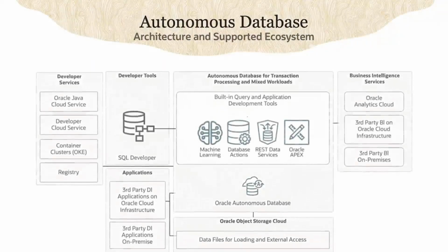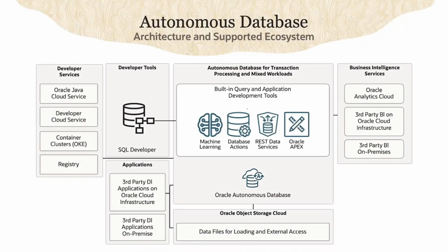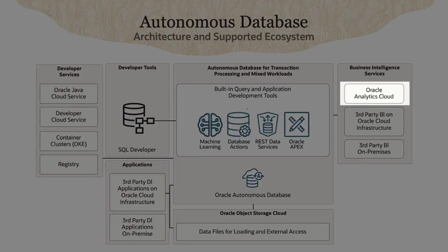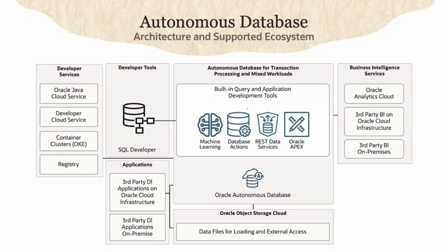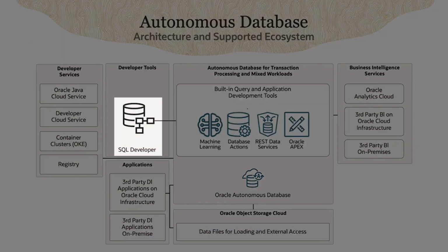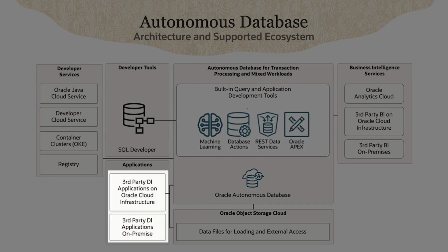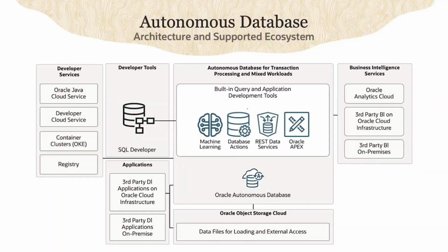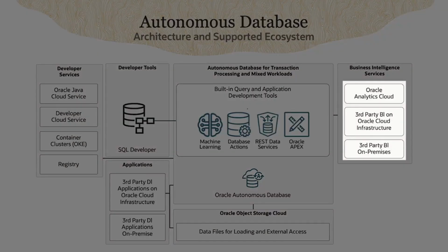Autonomous Database supports different workload types and has a broader support ecosystem. It is integrated with the majority of Oracle Cloud Infrastructure services like Data Integration, Oracle Analytics Cloud, OCI Object Storage, and developer tools like SQL Developer and Apex, Oracle Developer Cloud Service, and other third-party data integration tools, BI tools, and applications in Oracle Cloud Infrastructure or on-premises.